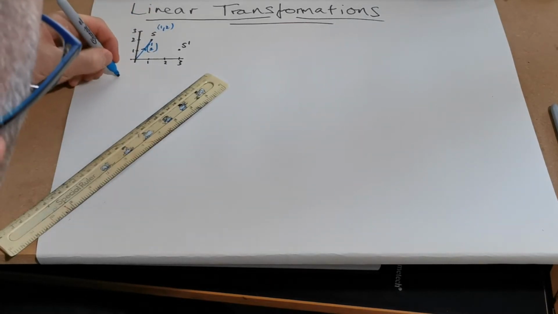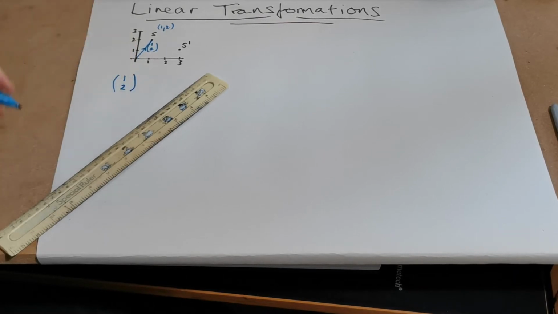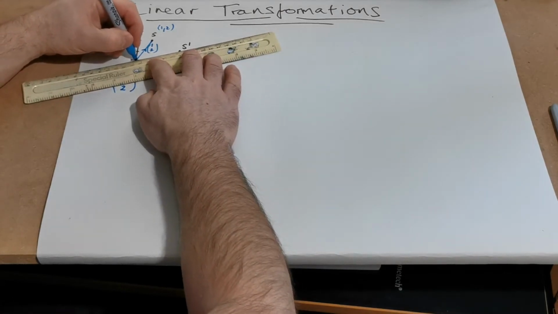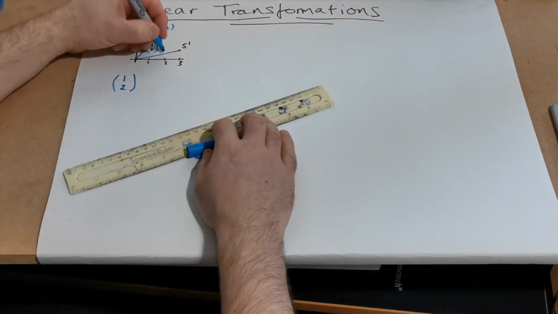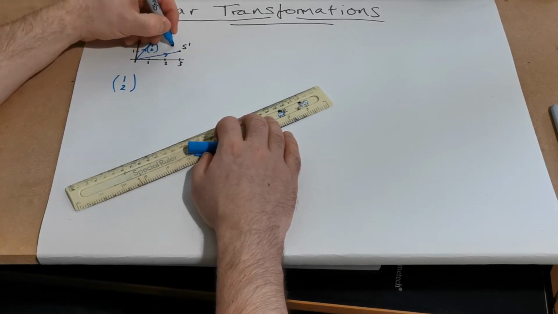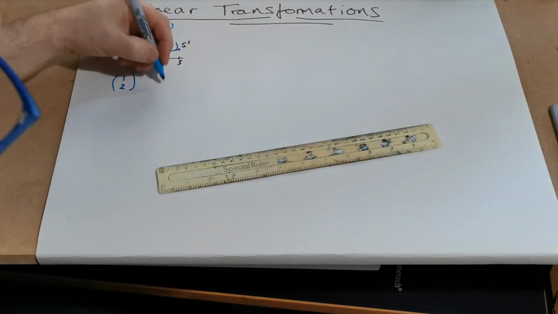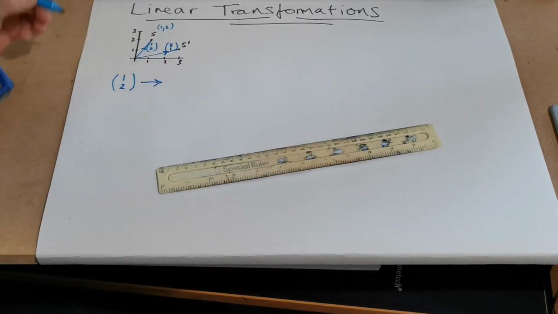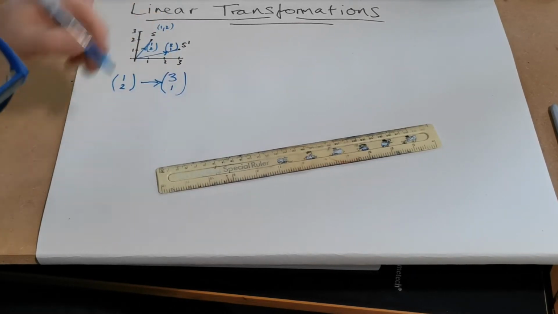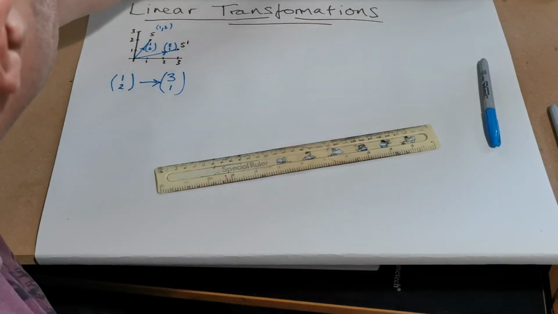So I've got this point 1, 2, and I want to get to the point 3, 1. So that would be 3 over 1. So that becomes 3 over 1.